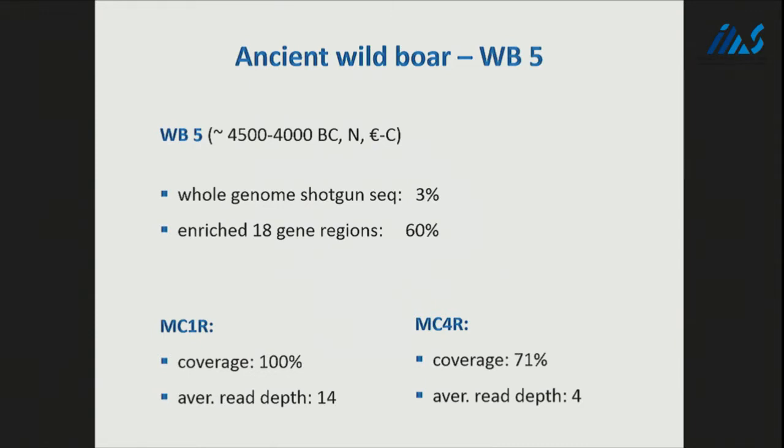So we did an enrichment for these 18 phenotypically relevant genes. It was quite good, 60%. In contrast, when we did whole genome shotgun sequencing, we only got a coverage of 3%. As an example, for the MC1R gene, the coverage was so good that basically every base was covered, at an average of about 14 times. MC4R did not work so well, but was still good enough to draw conclusions.